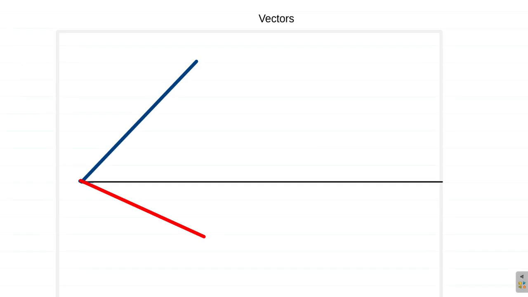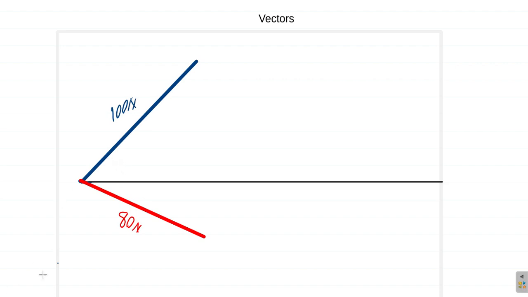Suppose we consider these two vectors. Let's say that this vector here is a force of 100 newtons, and this one is a force of 80 newtons.